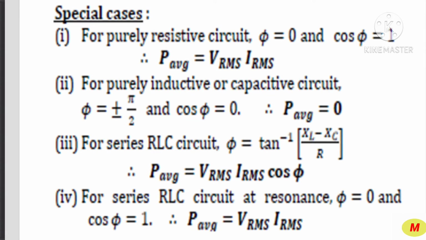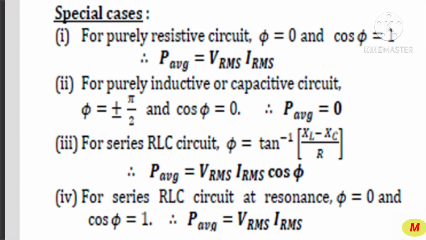Next, some special cases are given. For purely resistive circuit, phi is 0, so that cos 0 will become 1. Hence, the average power can be written as Vrms into Irms. For purely inductive or capacitive circuit, phi becomes plus or minus pi by 2, where cos pi by 2 will become 0. Hence, the average power will become 0.